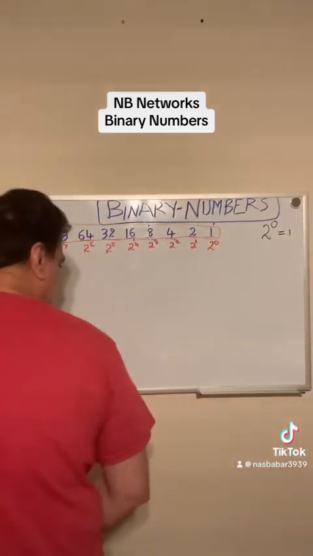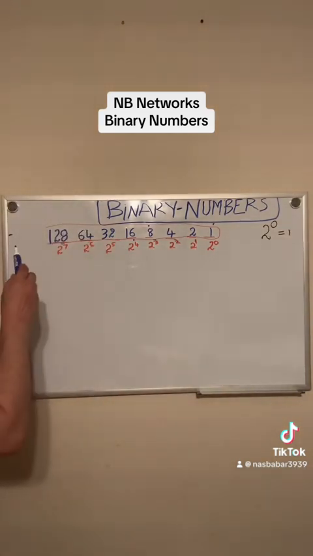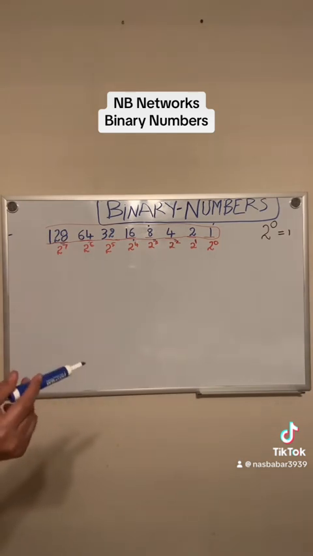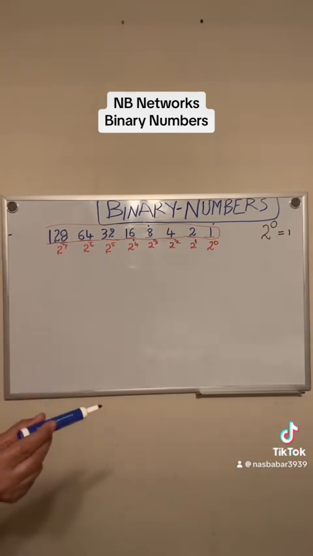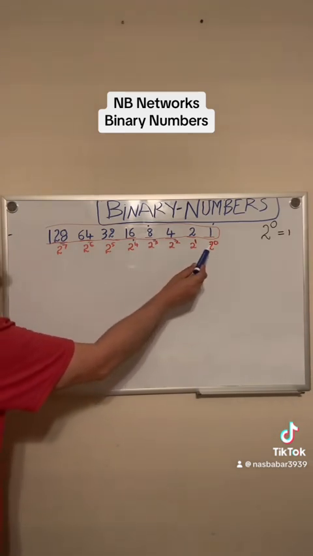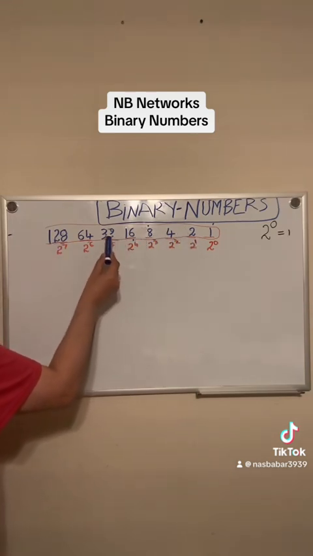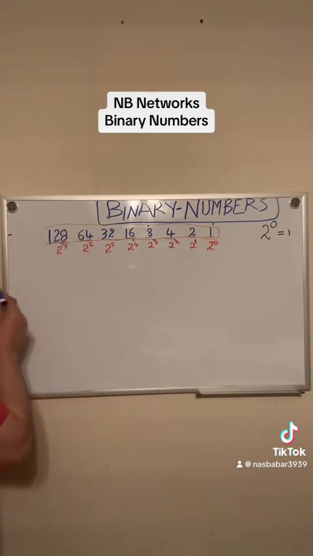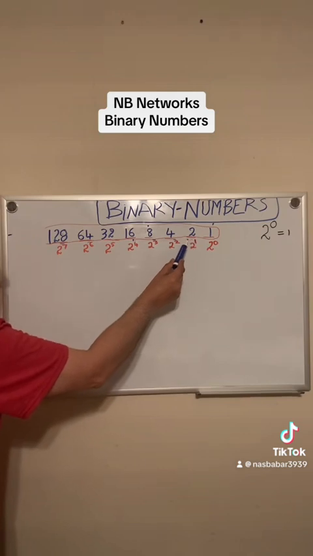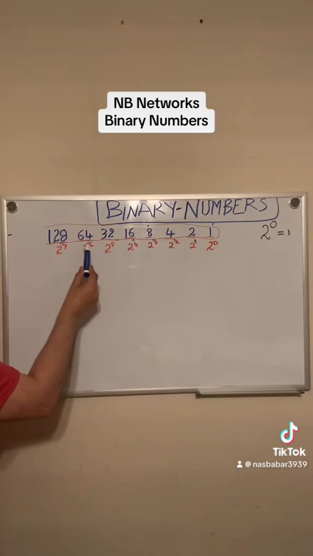On the screen right here, what I have is a reference. As you know, in the case of binary numbers, it's 2 to the base, right? So if you look right here, starting from right to left, I have 1, 2, 4, 8, 16, 32, 64, 128. That is 2 raised to power 0, 2 raised to power 1, 2 raised to power 2, 2 raised to power 3, 4, 5, 6, 7, and so forth.